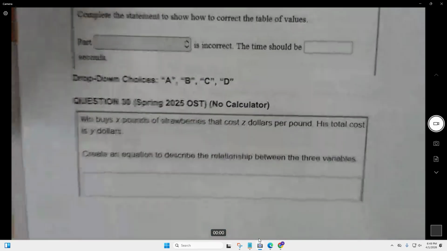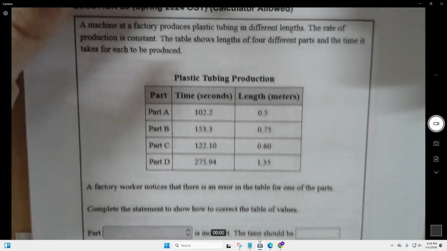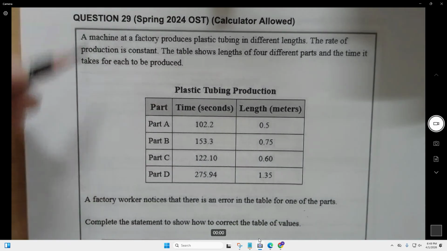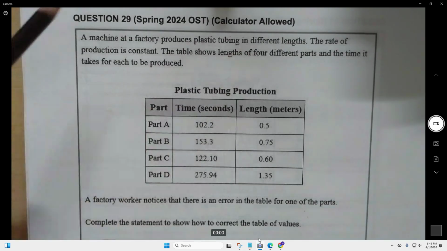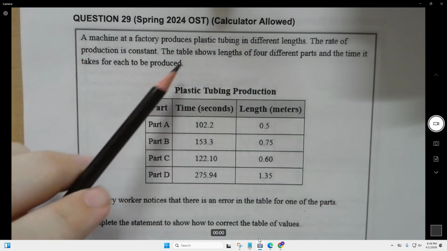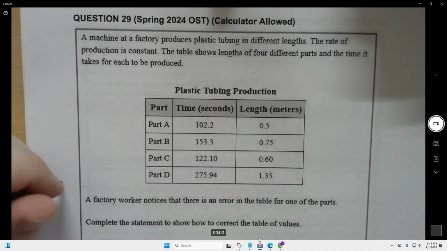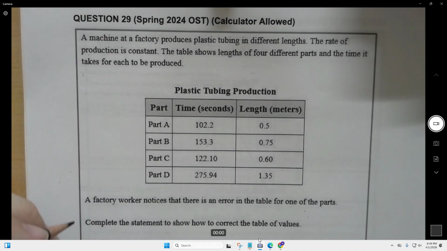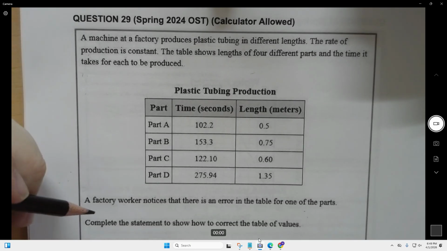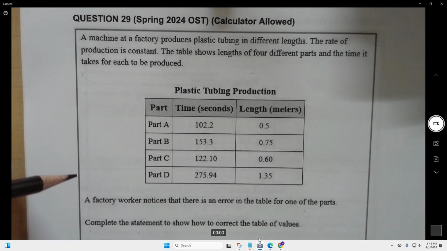Question 29. Calculator allowed. A machine at a factory produces plastic tubing in different lengths. The rate of production is constant. The table shows lengths of 4 different parts and the time it takes for each to be produced. A factory worker notices there's an error in the table for one of the parts. Complete the statement to show how to correct the table of values.